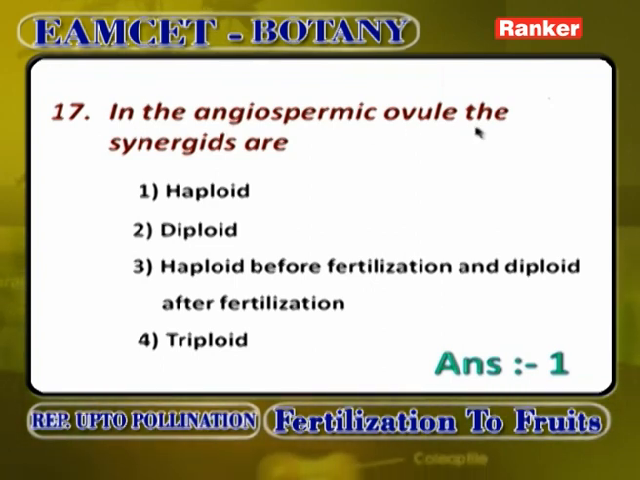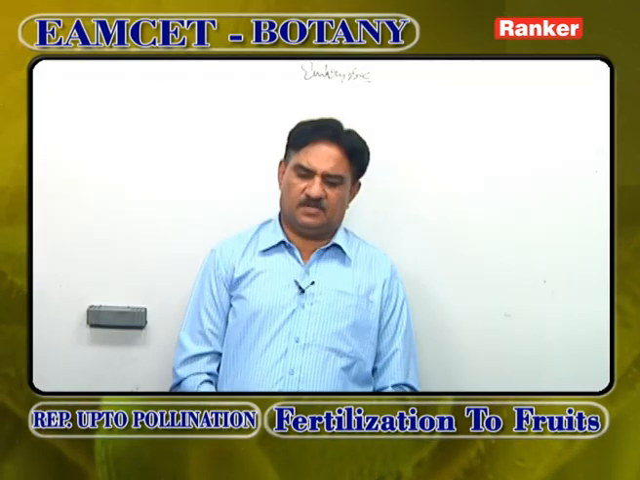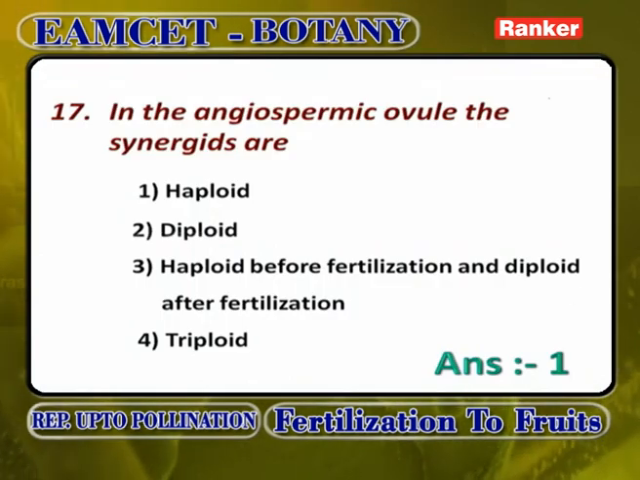In angiospermic ovule, the synergids are. In an angiospermic ovule, synergids are only haploid. They are not diploid, even though two are present separately. They are not haploid before fertilization and diploid after fertilization, and they are not triploid. Triploid is only endosperm. Haploid before fertilization and diploid after fertilization is the egg cell, because it will become the zygote after fertilization by syngamy. So the answer for this is haploid. In angiospermic ovules, synergids are always haploid.